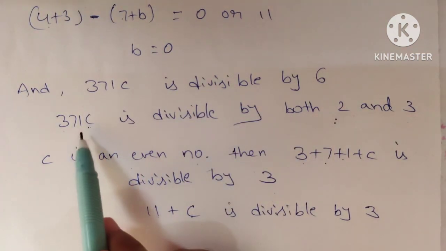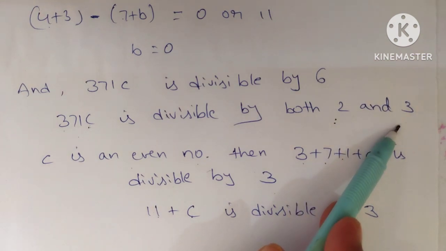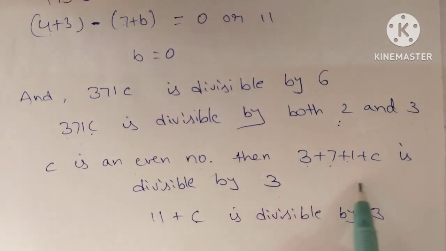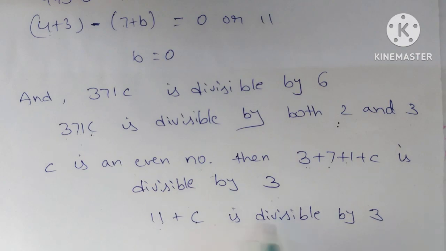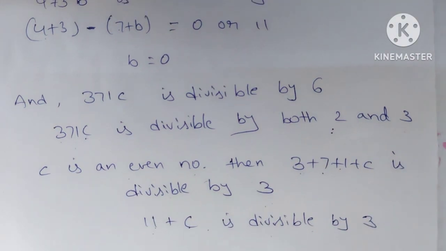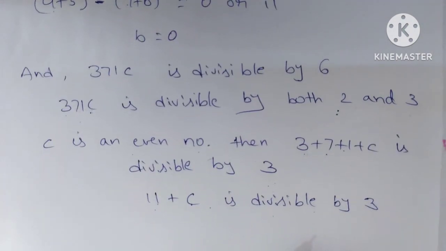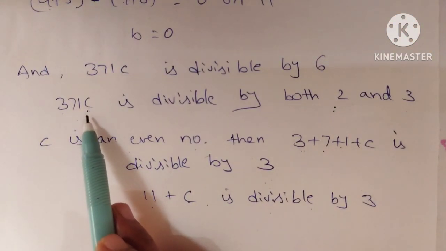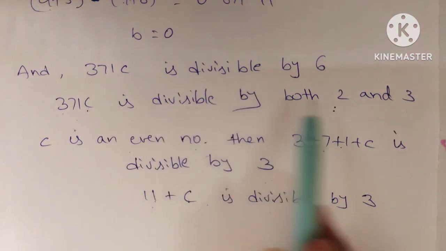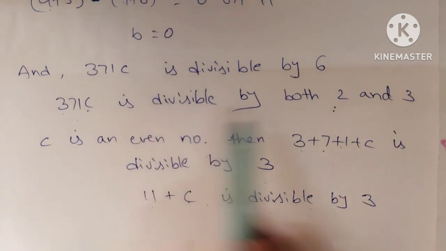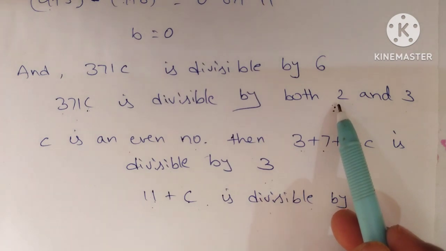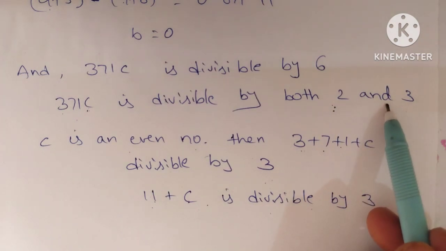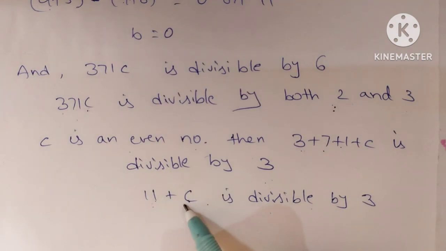Now we have to check the divisibility of 3. So 3 plus 7 plus 1 plus C is divisible by 3, which is 11 plus C. Instead of C, we have to put 1. 1 in the ones place means it is not divisible by the 2 table. So 2 means it is divisible by the 2 table, but it is not divisible by the 3 table. Why? Because 11 plus 2 is 13.